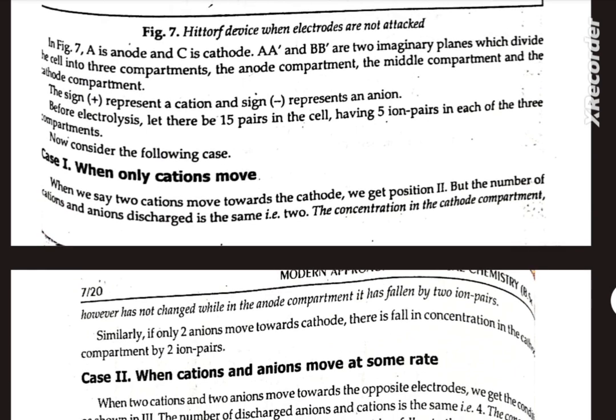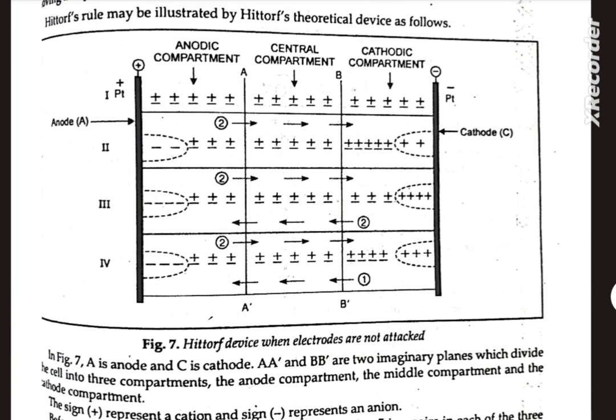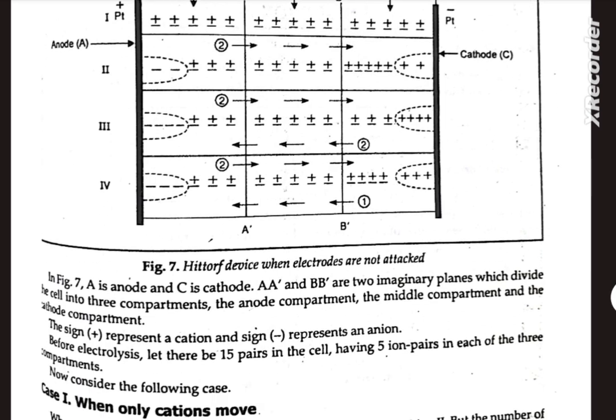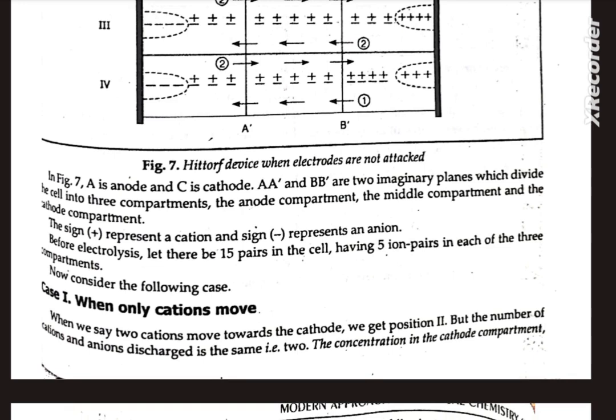In figure A, A is the anode and C is the cathode. A dash and B dash are two imaginary planes which divide the cell into three compartments: the anode compartment, the middle compartment, and the cathode compartment. The positive sign represents a cation and the negative sign represents an anion. Before electrolysis, let there be 15 ion pairs in the cell, with 5 ion pairs in each of the three compartments.